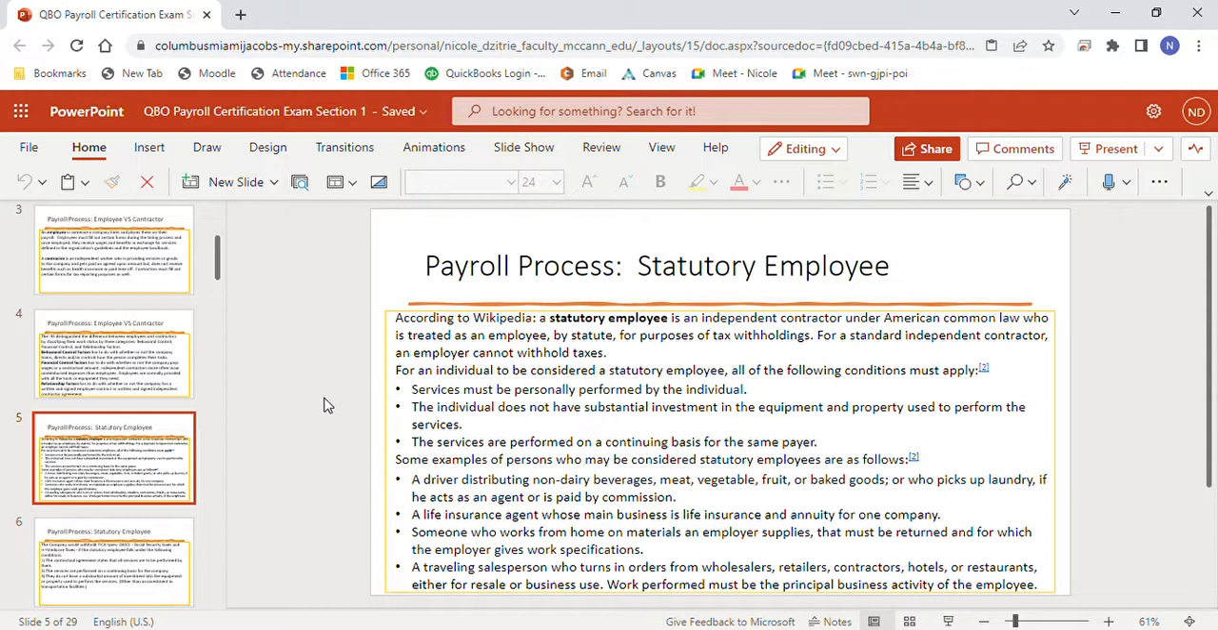And the last one would be a traveling salesperson who turns in orders from wholesalers, retailers, contractors, hotels, or restaurants, either for resale or business use. Work performed must be the principal business activity of the employee.